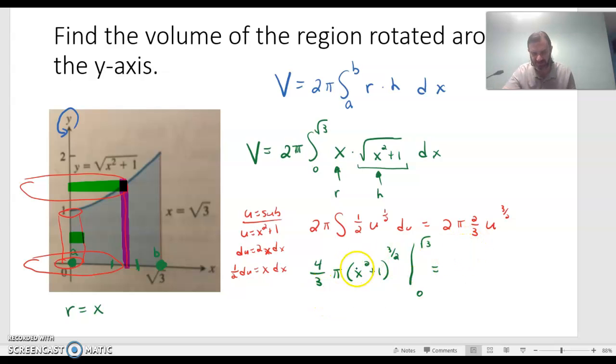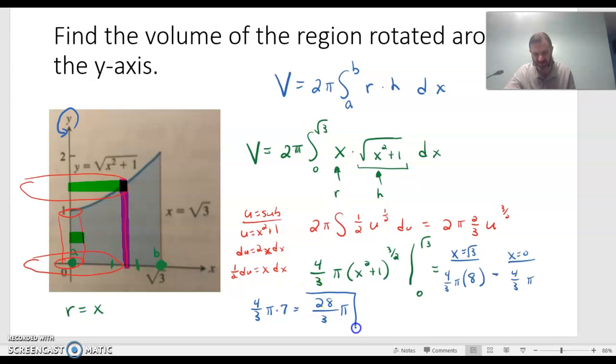So let's see here. When I plug in square root of 3, I'm running out of room. X equals square root of 3. I will get that square, so that'll be 4/3 pi, and it will be times 4 to the 3/2, which will be 8. You can use a calculator there. And if I let x equal 0, then I'll have 1, so it'll look like 4/3 pi. So an exact number here would be 4/3 pi times 7, because I would have 1 less. So that would be 28/3 pi. That would be an exact number.